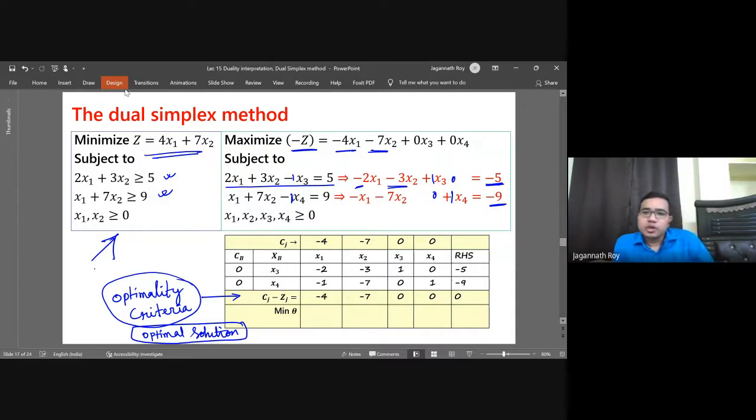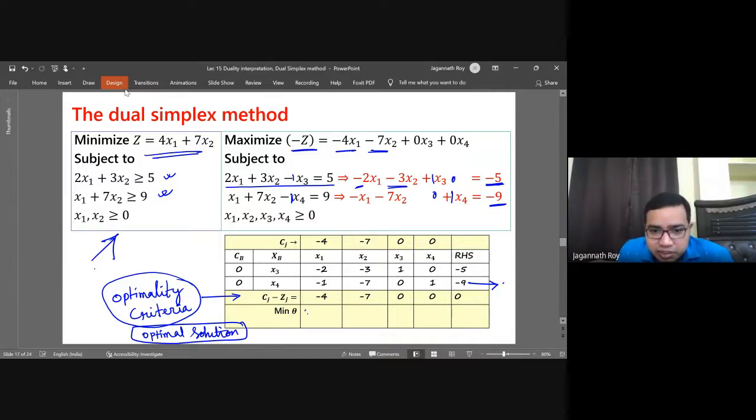Okay. So what we do, we have found the entering variable, and then we have calculated the theta value. But for this method, we will first find the leaving variable, and the leaving variable will be the one which has the most negative right hand side value. That means it has much more infeasibility. So that is why we will find the leaving variable first. Based on that leaving variable, we will calculate the theta value.